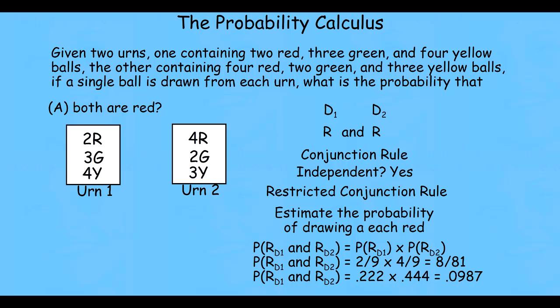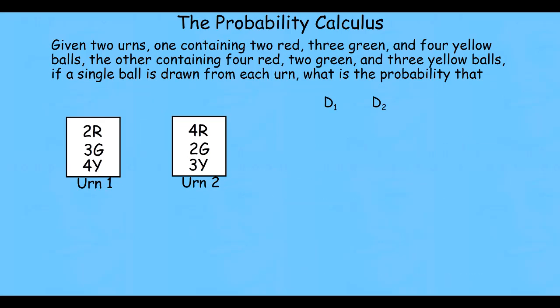Let's try another problem. Again, I've got these 2 urns, and it now asks me what's the probability that I draw at least 1 green. So at least 1 green. Again, stop the video, try and solve this problem yourself. Then, when you think you've got the answer, start the video, compare what you did to what I did.